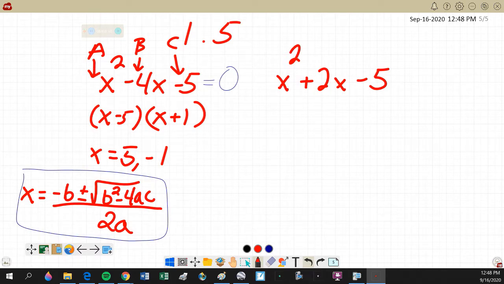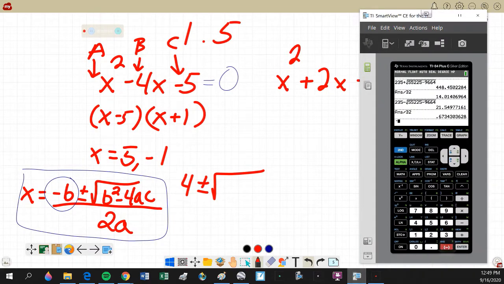So, let's plug it in. What is the opposite of b? Just 4. The x is part of the equation. b is negative 4. So the opposite of b would be 4 plus or minus the square root. And people make mistakes right here. What is b squared? What is negative 4 times negative 4? 16. But if I plug negative 4 squared into my calculator, why do I get negative 16?